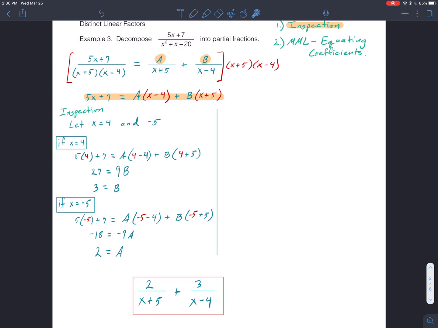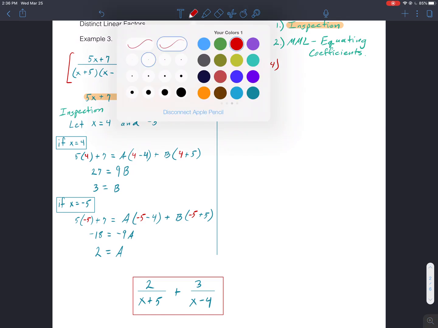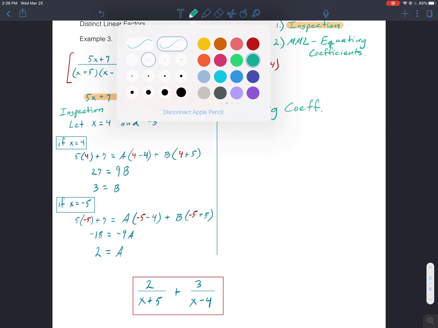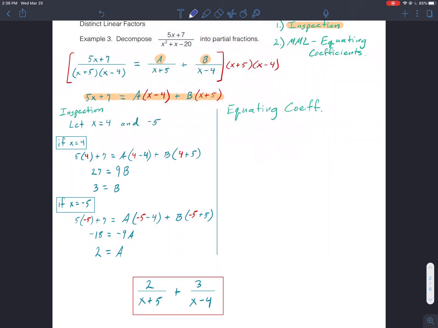All right? I'm going to show you, not in full, but partially anyway, the equating coefficients method, the second strategy that's listed here. All right, equating coefficients. This strategy says you're not going to just choose numbers and let x be anything you want out of the sky. We of course weren't choosing them at random. We were selecting values that would make these expressions equal 0. That's why we chose 4 and -5, because 4 made that 0 and -5 made that 0.